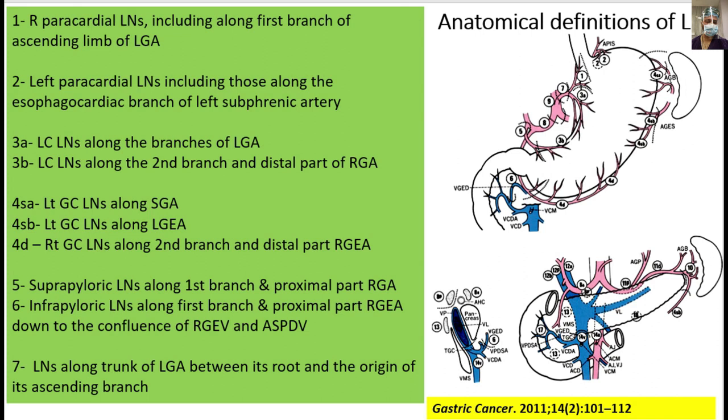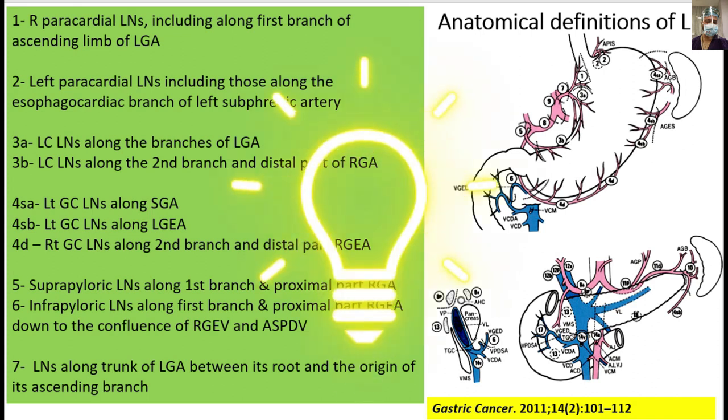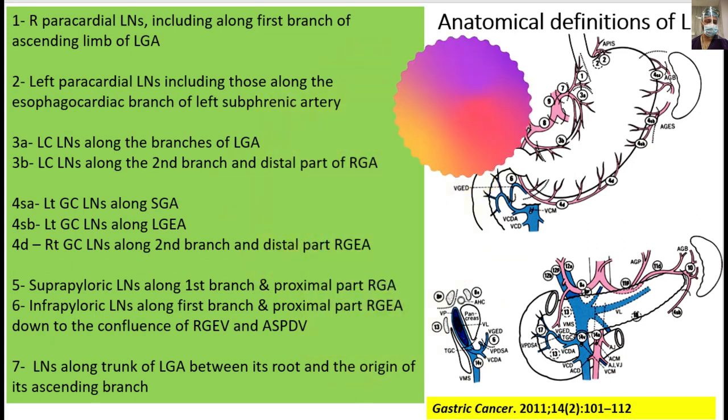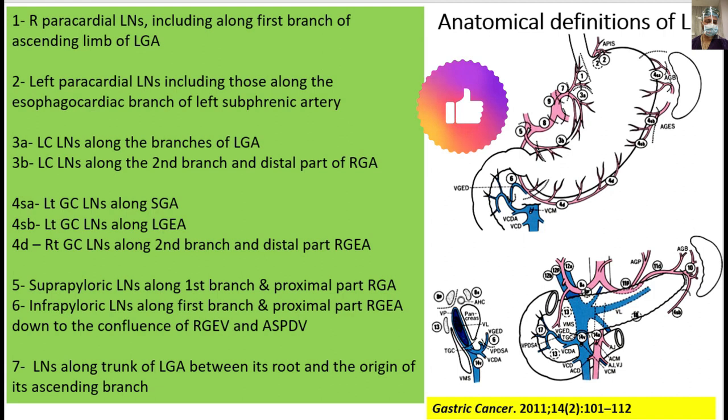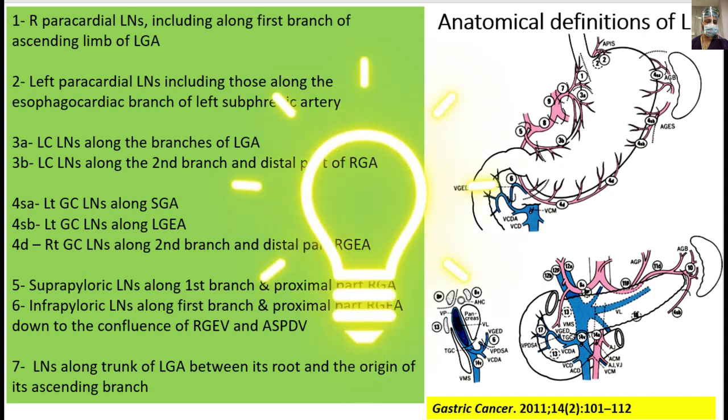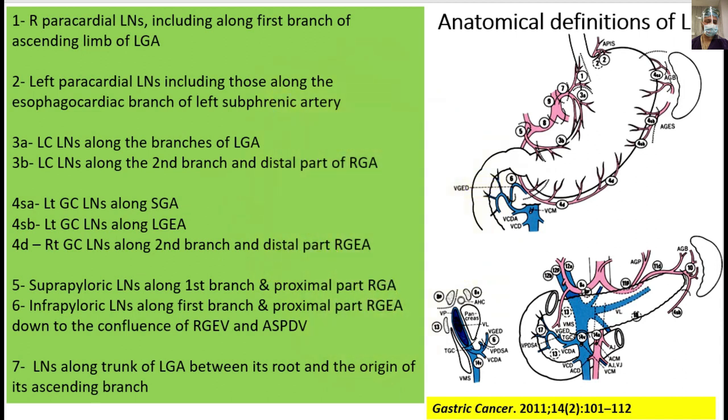The lymph node station 4 is divided into 3 parts: 4sa, 4sb and 4d. 4sa is along the short gastric arteries, which are branches from the splenic artery, and 4sb is the left greater curvature lymph nodes along the left gastroepiploic artery, and 4d is along the right gastroepiploic artery. So 4sa is short gastric, 4sb as per the anatomical position is left gastroepiploic, and 4d is right gastroepiploic.